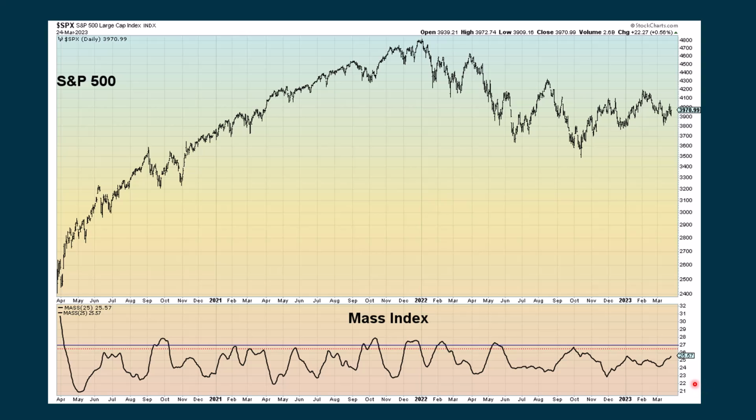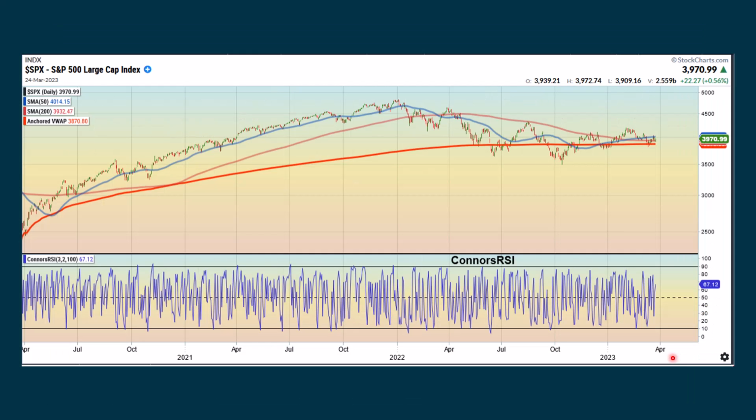The signal that we're looking for is when we go above the red dash line and the blue line, and then when we come back down and cross the red dash line again, that is a signal. Whatever the market's doing at that time, we're looking for some kind of reversal. Connor's RSI works just like a regular RSI. We look for extreme positive or negative readings. Right now we have a positive slant because we're above 50 and advancing.